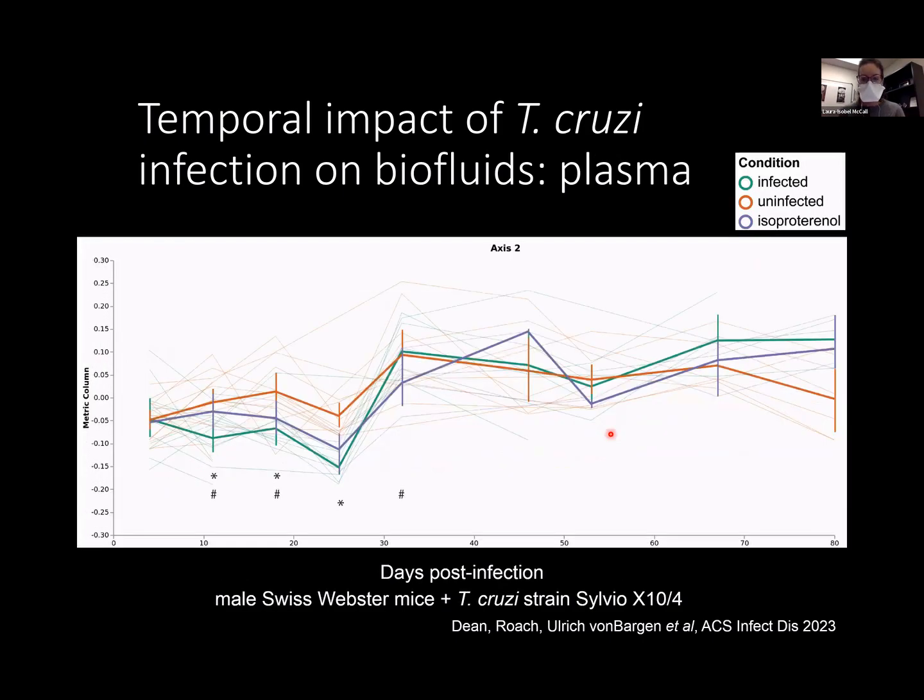When we looked at plasma, we had some significant changes at early time points. So you can see that this green line, the infected group, diverges from the uninfected group in orange. But notice that the isoproterenol lines are also going in the same direction. And so that means that, yes, we are seeing metabolic changes in the plasma with infection, but many of them are in the same direction as those induced by chemical heart damage, so less likely to be specific to Chagas disease.